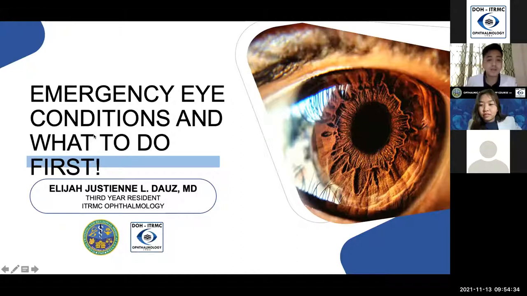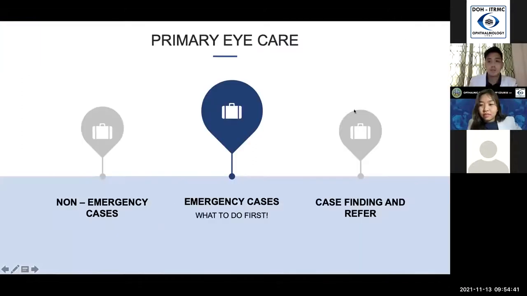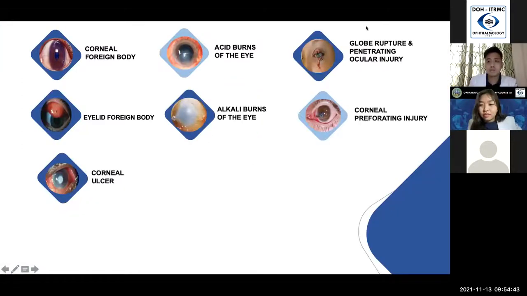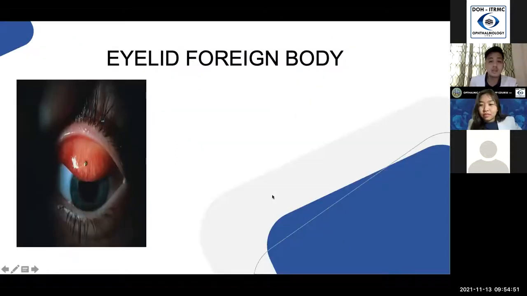I'm Dr. Elijah Daus and I will be presenting emergency eye conditions and what to do first. So these are the emergency cases that I will be discussing to you this morning. So first is eyelid foreign body.